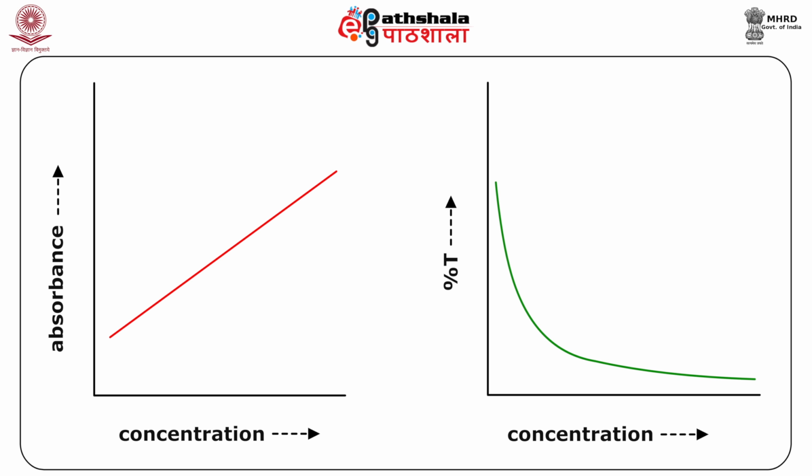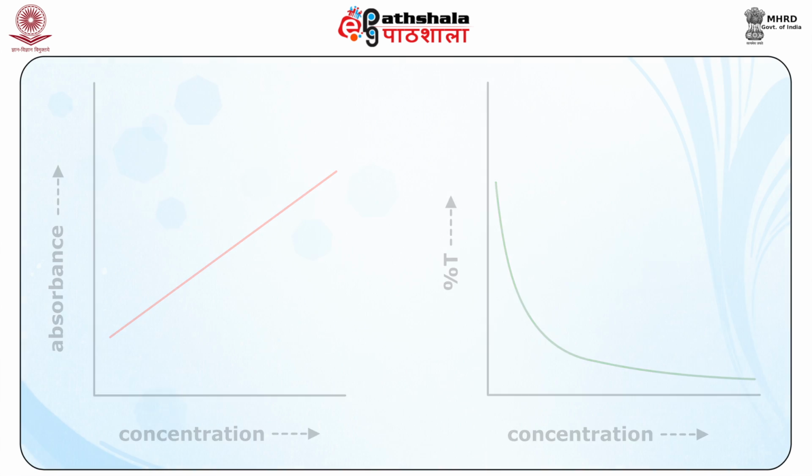On plotting absorption versus concentration, a straight line is obtained, since absorption is the negative log of transmittance. The graph of percentage transmittance versus concentration is an exponential decay. This has been represented in the figure, where absorption versus concentration graphs for Beer's law have been shown.